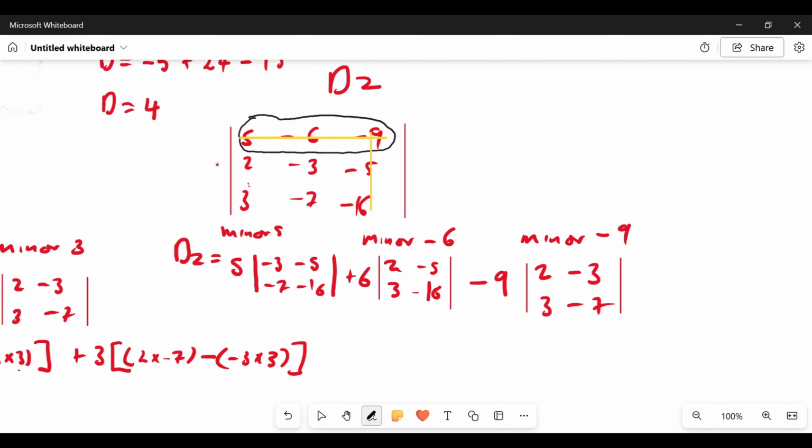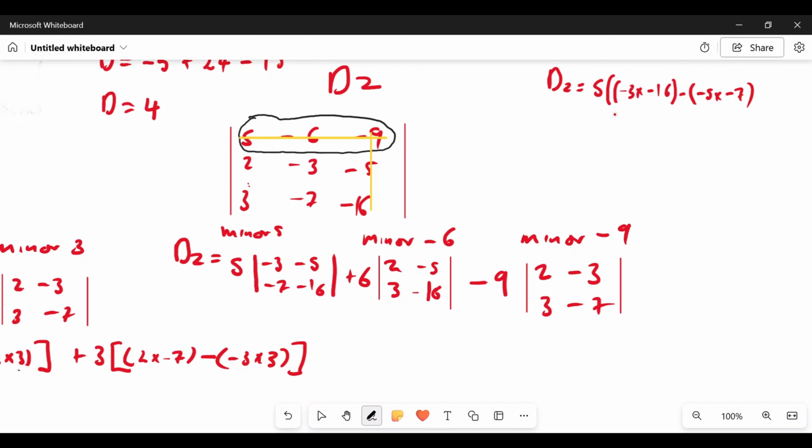Right, so let's continue. Let me continue here on top. dz is going to be, for our first minor, 5 multiplied by, let's open our bracket. We have the first entry, which is -3, multiplied by the last entry, which is -16. Then this subtracted by our second entry, which is -5, multiplied by -7. There we go. So this is when the minor is 5.